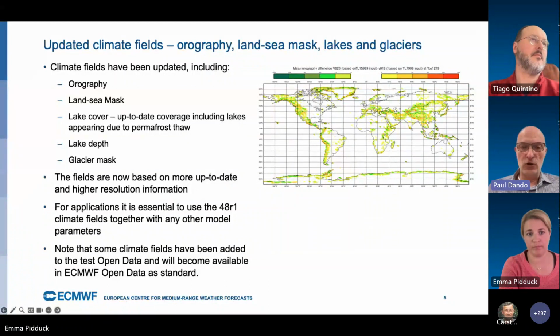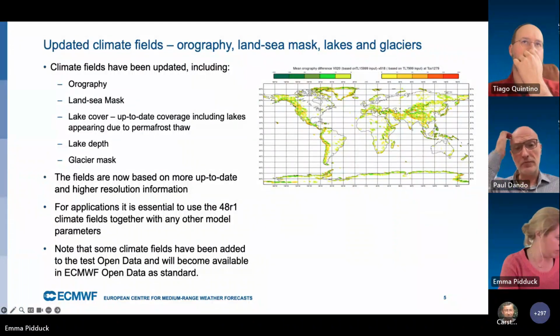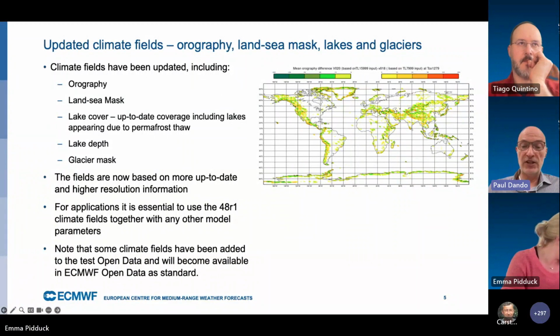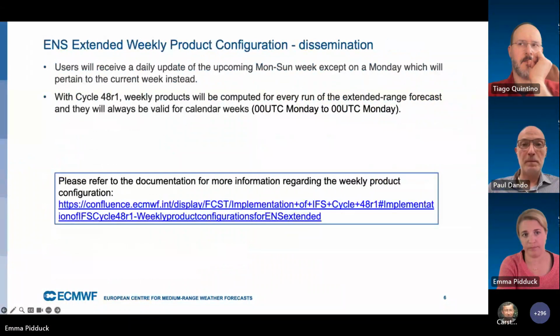And we've recognized also that we were not providing the climate fields for the open data. So this is the data which is made freely available to download from our various FTP servers, etc. So we have added some of the climate fields to the test open data set, and these will also become available as standard in our ECMWF open data from 48R1 onwards. Next slide, please.